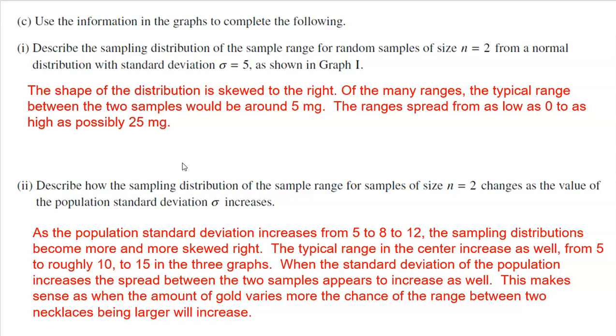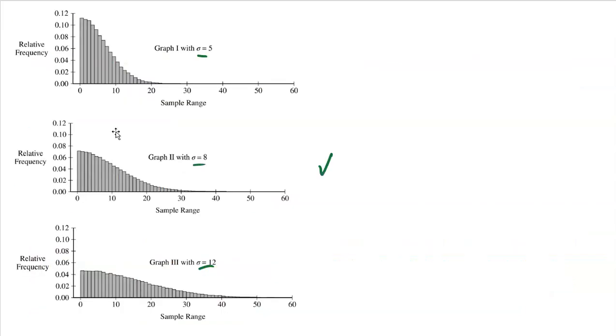So graph 1, I said, has a shape that is skewed to the right. Of the many ranges, the typical range between the 2 sample values would be around 5. Remember, when you describe a distribution, you want to talk about the shape, skewed right, and then you want to talk about the center. I said the center would be about right here.